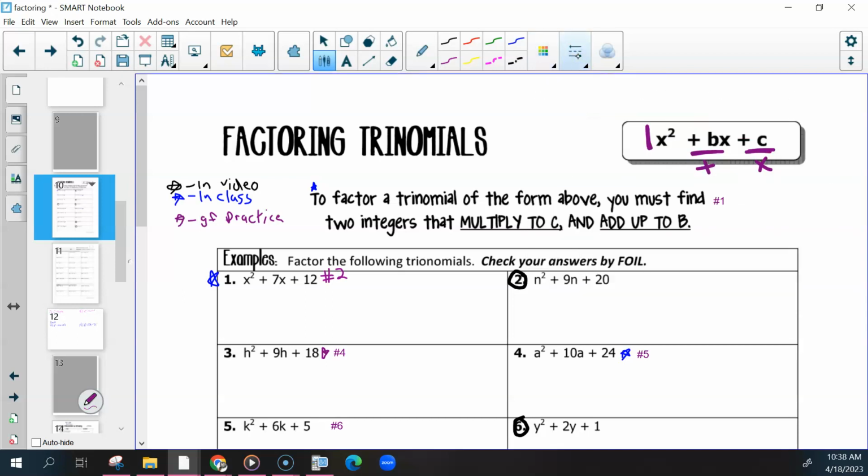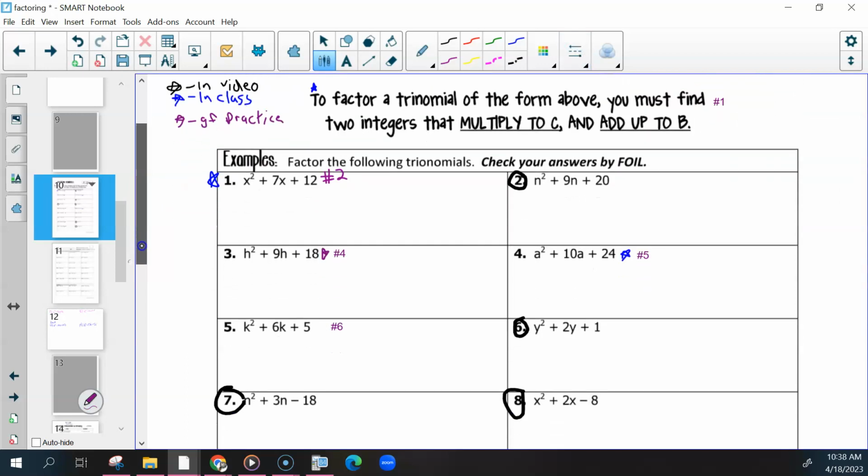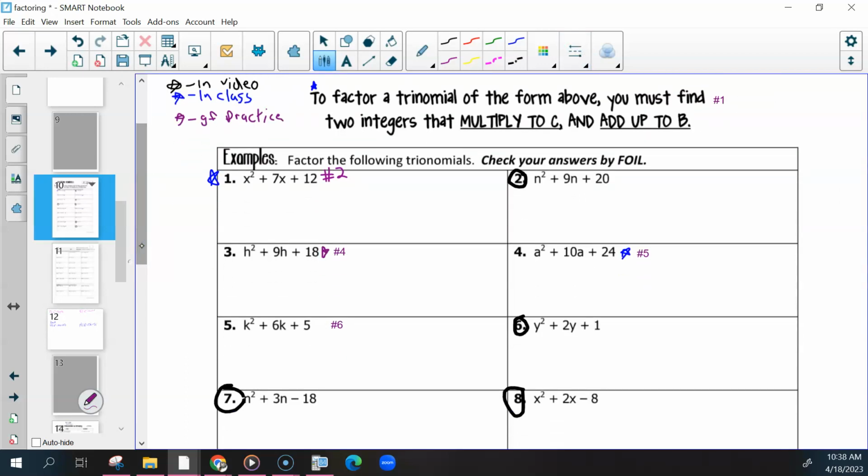So we're going to go through a few of these. Starting with number 1, you're given a trinomial, your C value is 12. Off to the side I'm going to list out all of your factors of 12. What times what will give you 12?